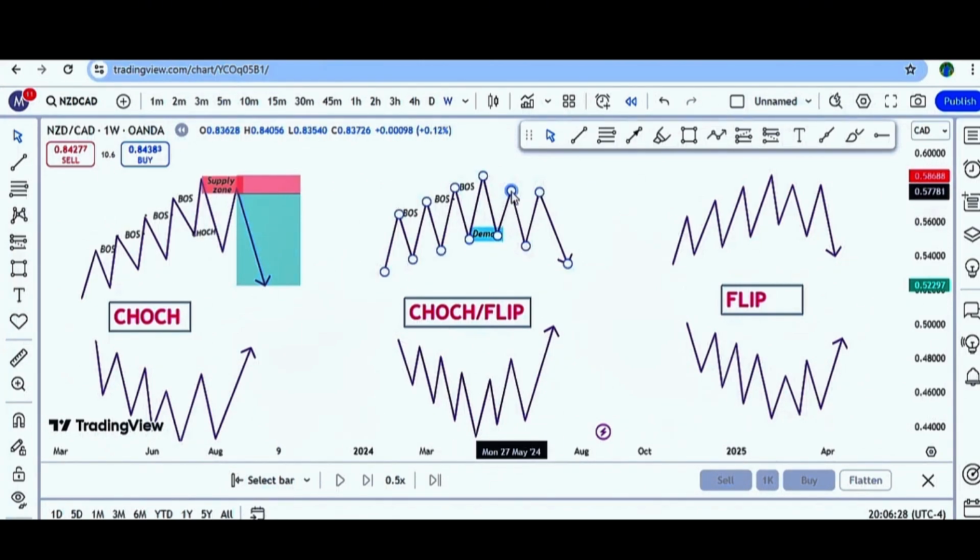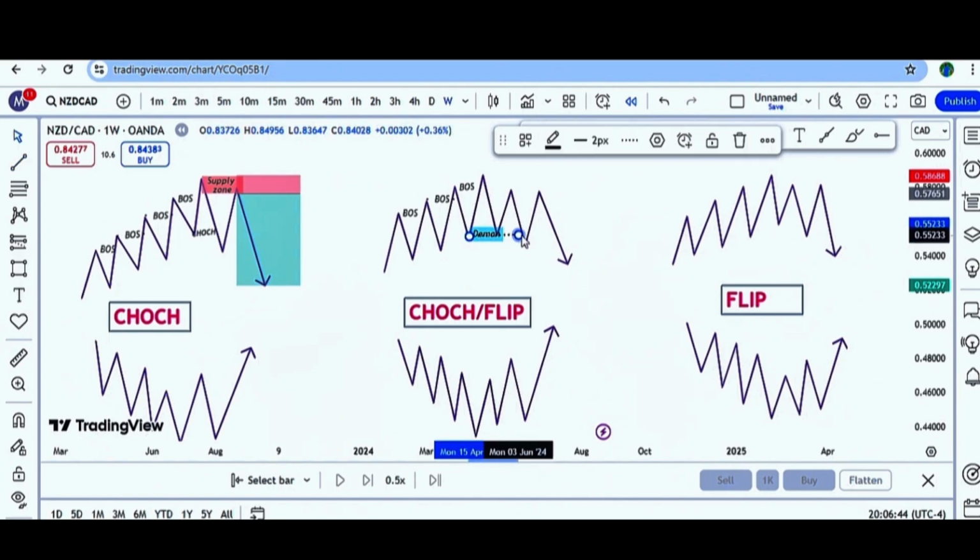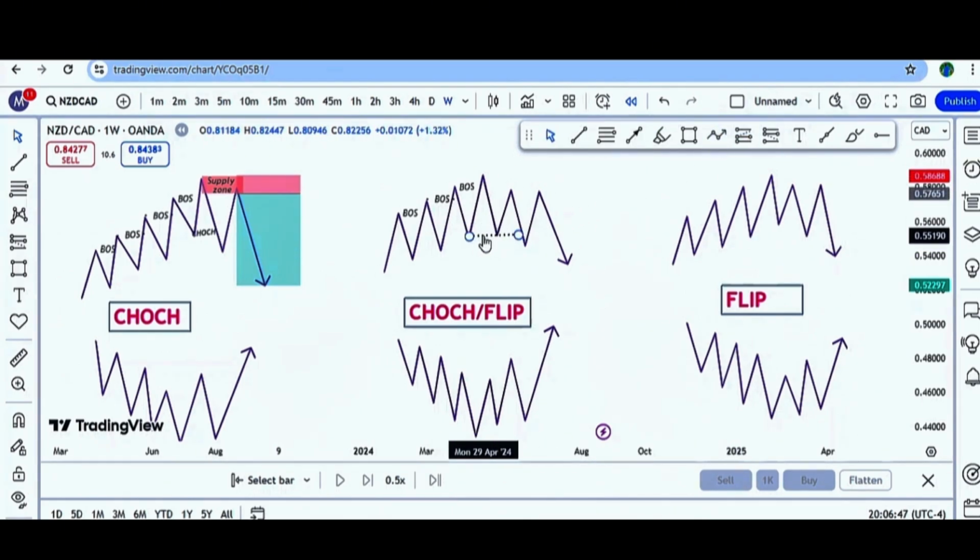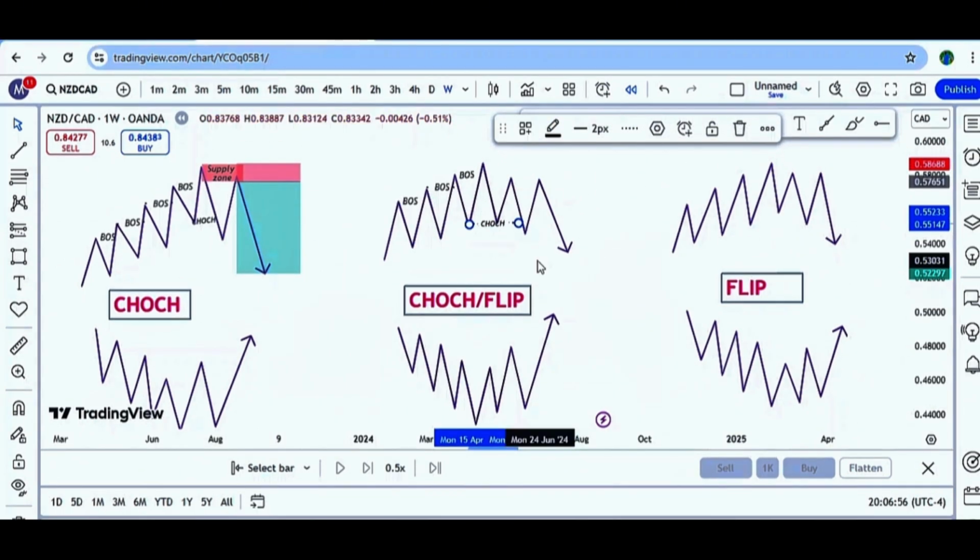Price reacted from the demand zone, but what? It wasn't able to take the higher high, and it came back to take the low, which introduces our choke, change of character here. We're going to delete the demand zone from there. It's not valid. It introduces our choke in the market.